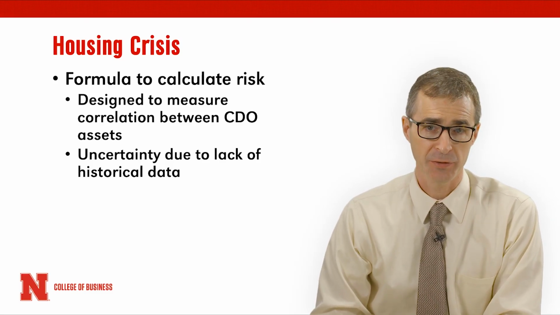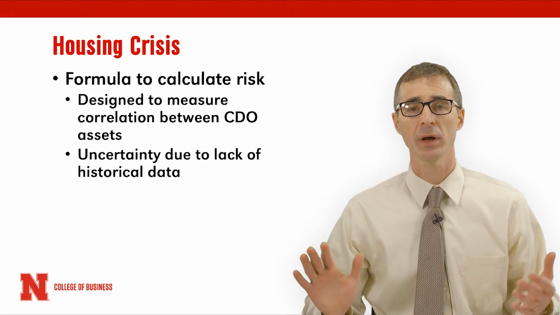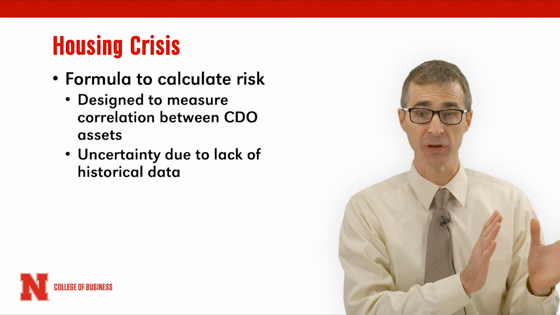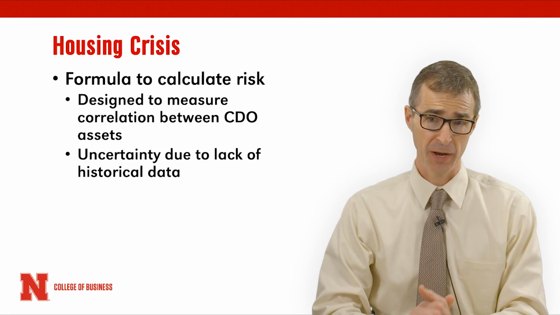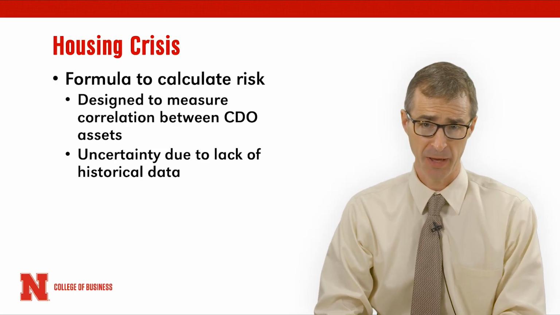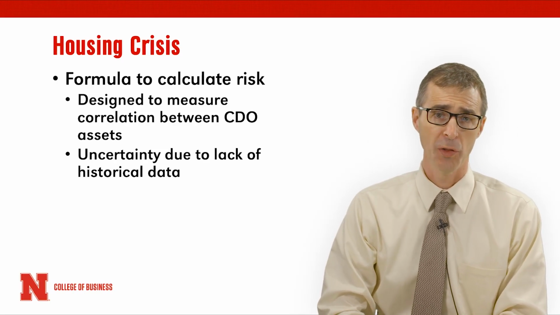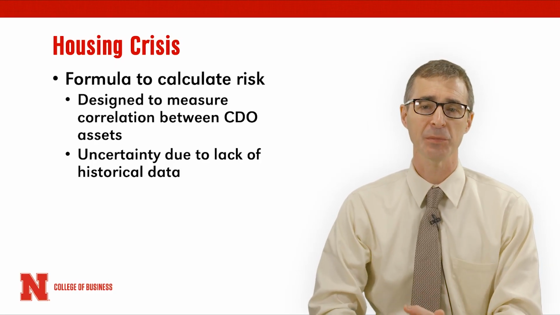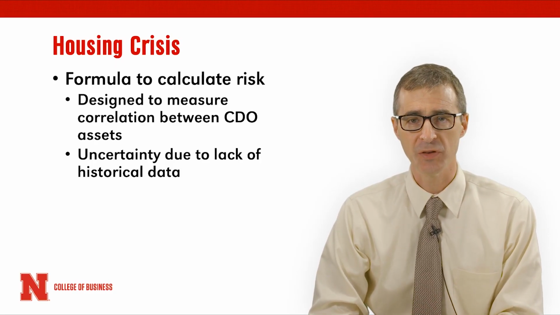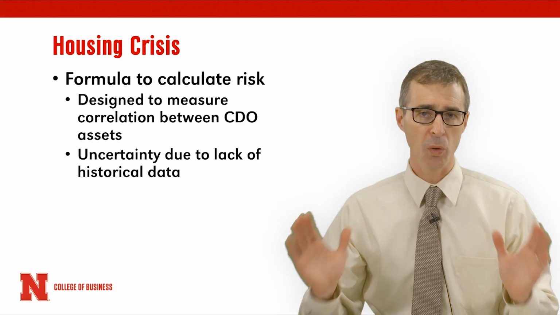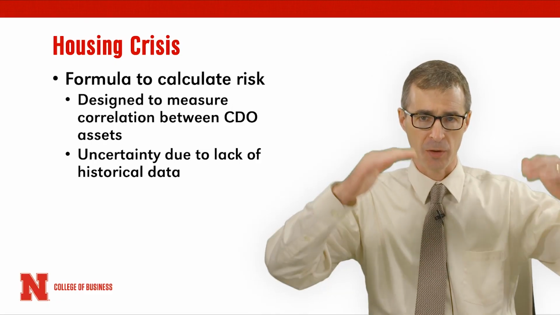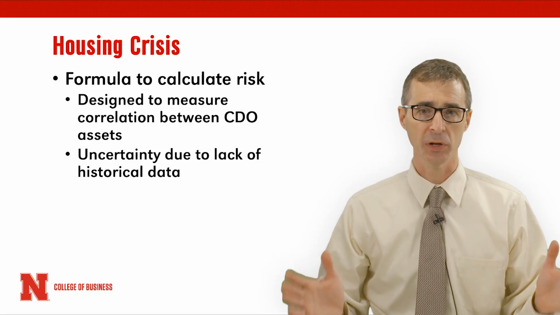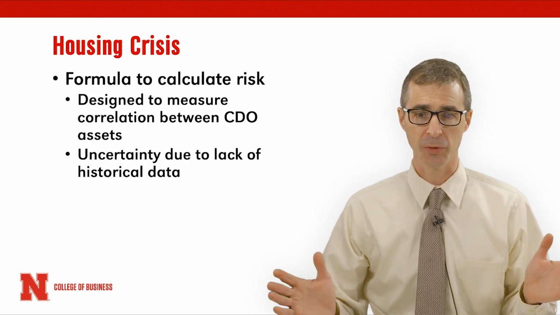Part of the housing crisis can be attributed to an error that was made in translating uncertainty into risk through a mathematical formula. The formula was created by a mathematician named David Lee, although certainly the creation of the formula is not the same thing as its misuse. But the formula was designed to measure the correlation, the co-movement between various assets that made up what were known as collateralized debt obligations, or CDOs.